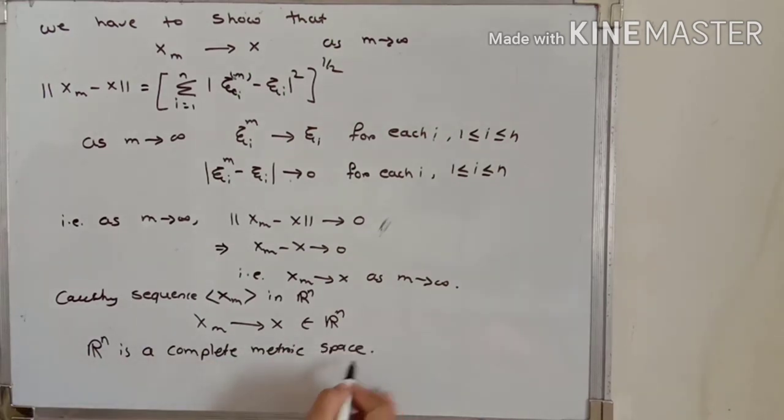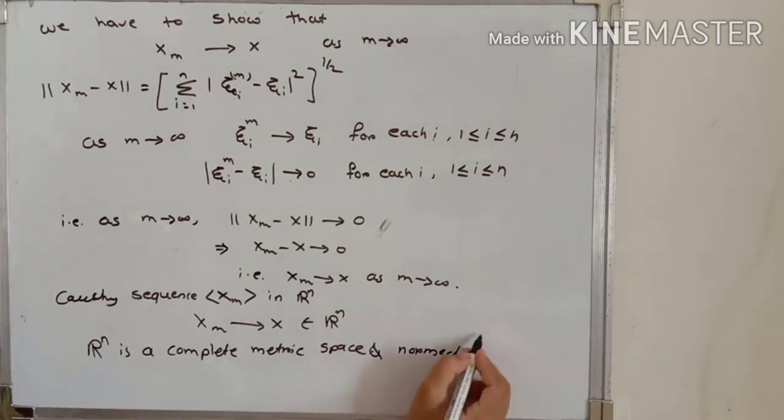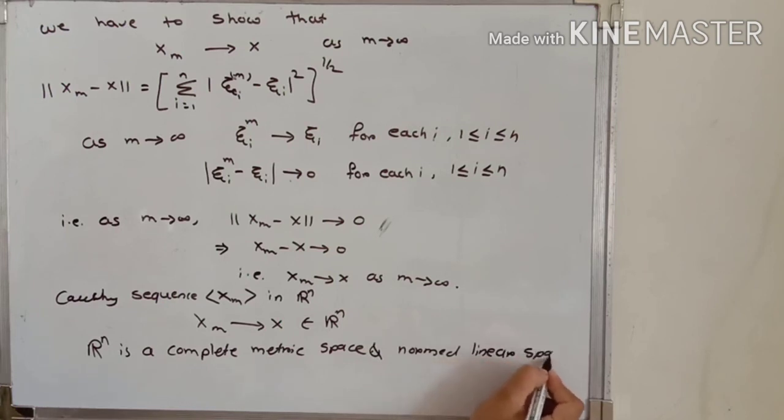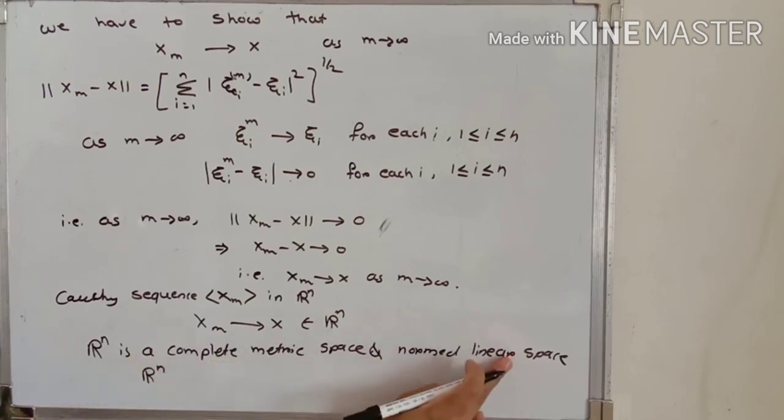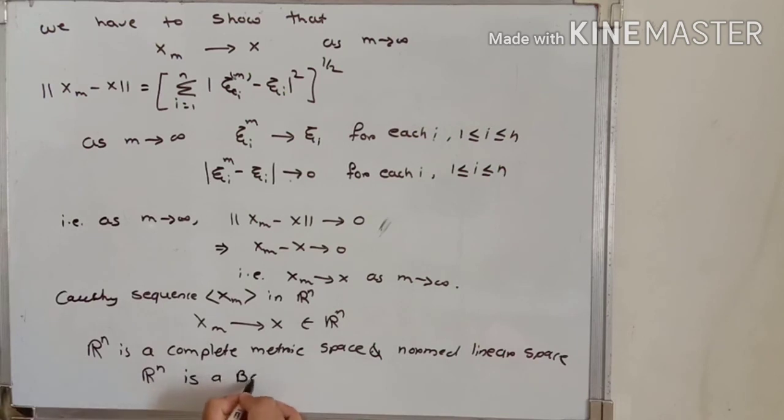And also we proved that R^n is a normed linear space. Thus, from these two, we get that R^n is a complete normed linear space. That is, R^n is a Banach space. This is the first example of a Banach space, that the Euclidean space R^n is a Banach space.